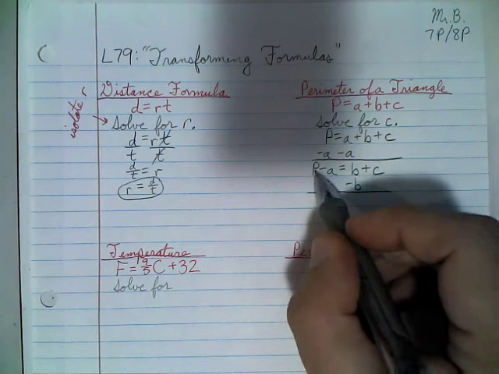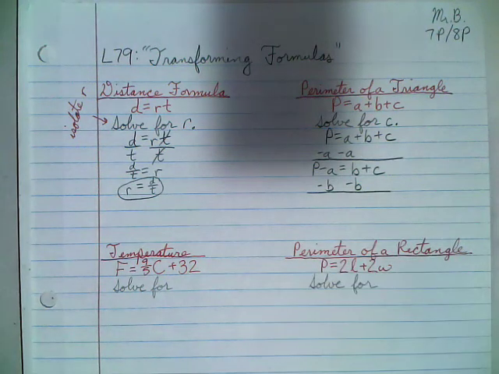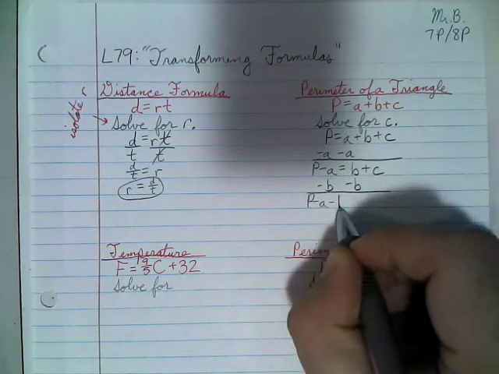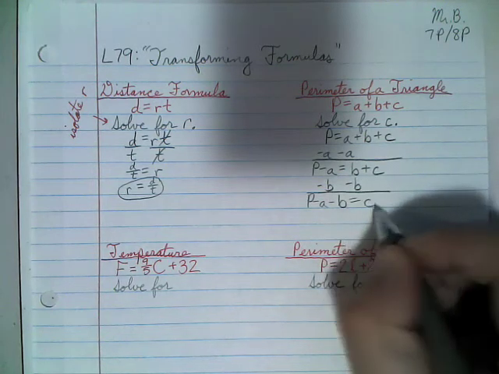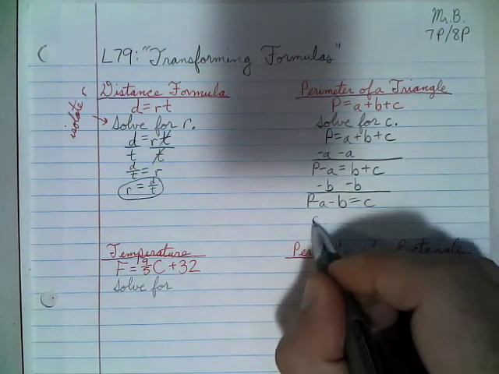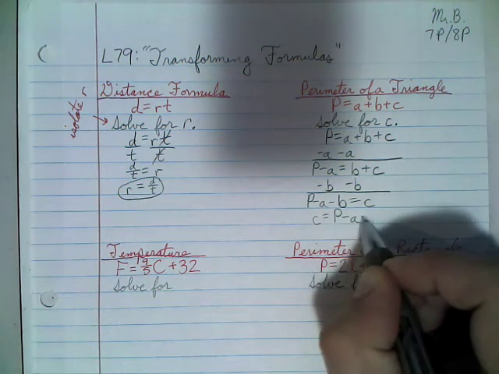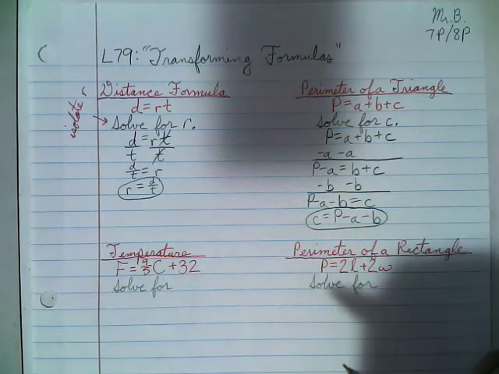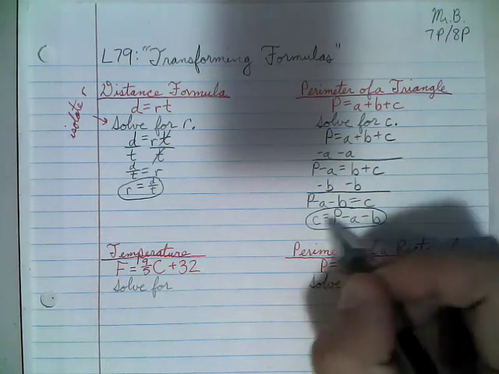Now once again, p, a, b, none of these are like terms. None of them have the same variables, the same letters. So that means none of them can combine. So this will just be p minus a minus b. And on the other side, the b's will cancel, leaving me with c. Now I'm just going to take one more step here just to flip this around. C equals p minus a minus b. And that shouldn't be a great surprise. Take the perimeter, subtract the other two sides, you get the third side.